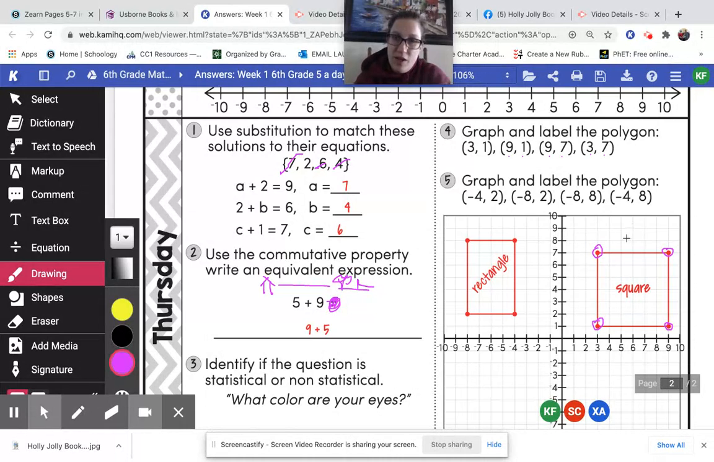Graph and label the polygon. -4, +2. So this is the x value, comma, the y value. So -4, I'm going from 0 horizontally, 1, 2, 3, 4. Then +2, so I go up 2. And there's that dot. -8, +2. -8, +8. -4, +8.